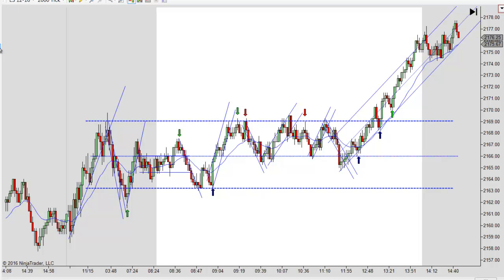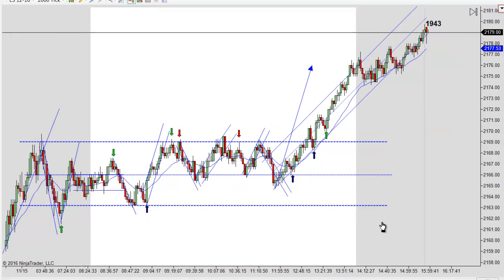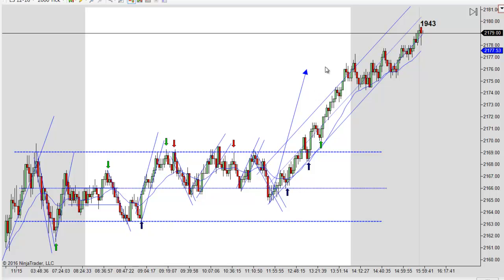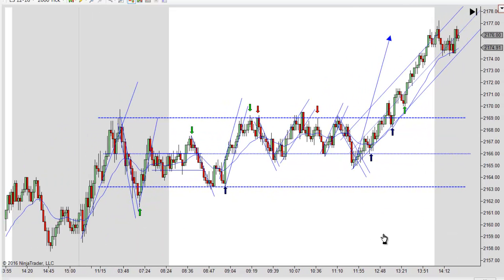But once we started going higher, you should have measured this leg here and looked for that at a minimum. You see we exceeded that really by a good bit. We actually started finding some resistance at that measured move, but we continued higher. But that would have been my first target.